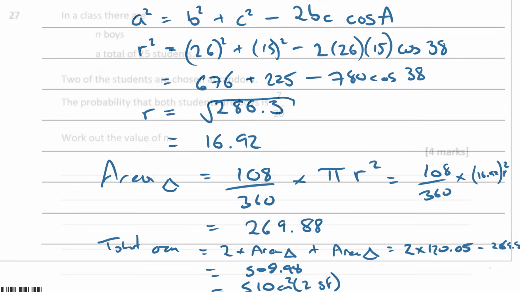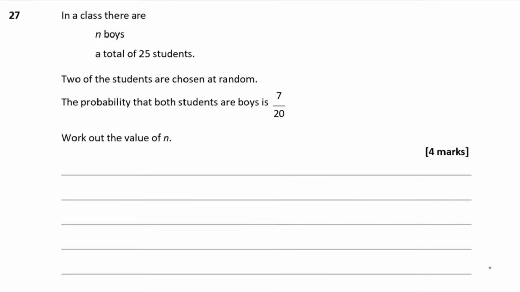Let's move on. In a class there are n boys, a total of 25 students. 2 of the students are chosen at random. The probability that both students are boys is 7 over 20. Work out the value of n.